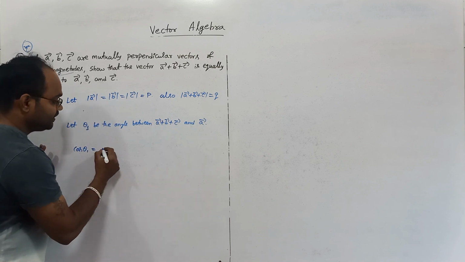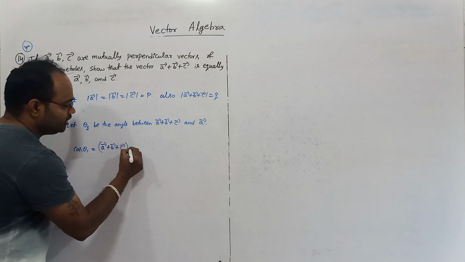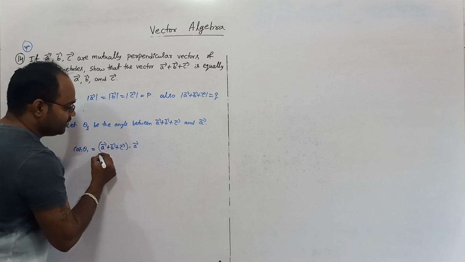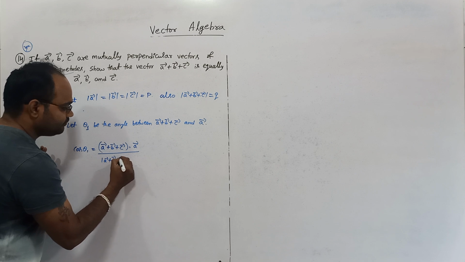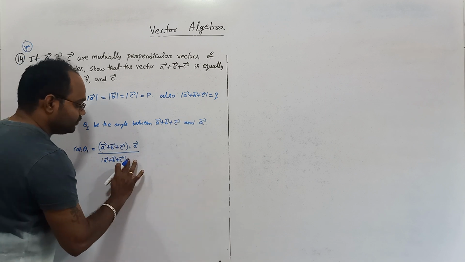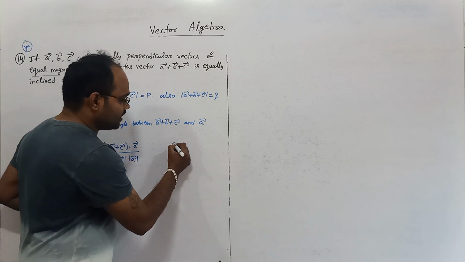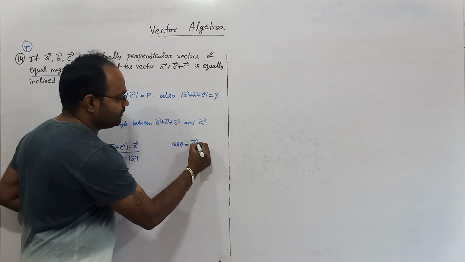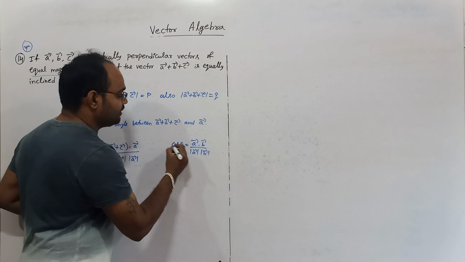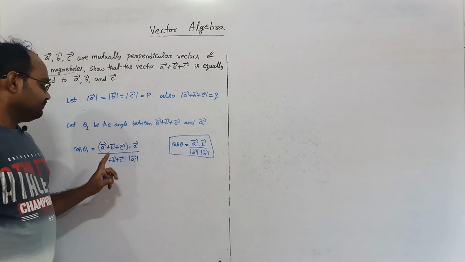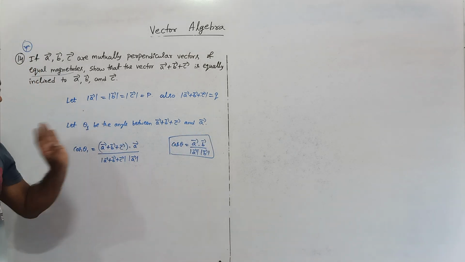A dot B means, here A plus B plus C dot vector A, divided by magnitude of A plus B plus C into magnitude A. We know the formula A dot B equals magnitude A, magnitude B, cos of the angle between the vectors. Using this formula we get this. Cos theta 1, the angle between these two, will be this.